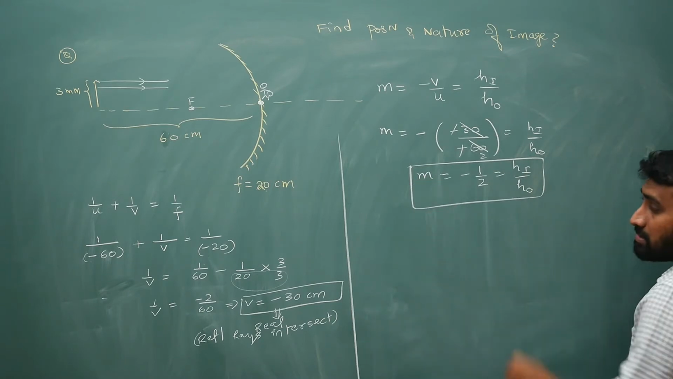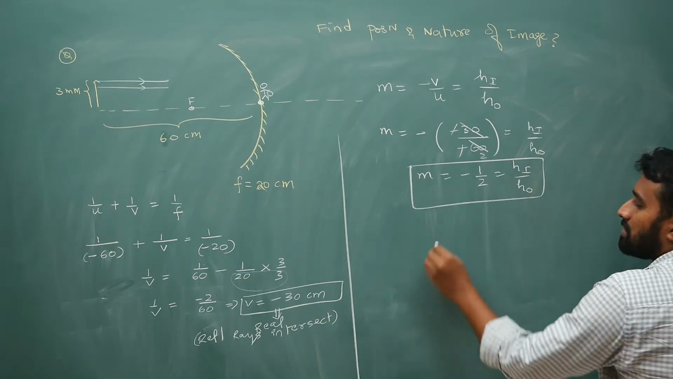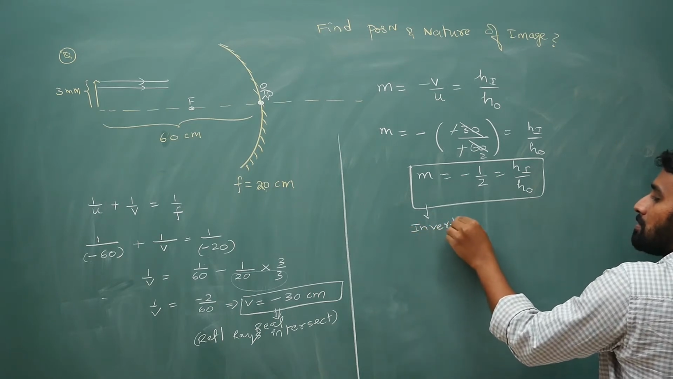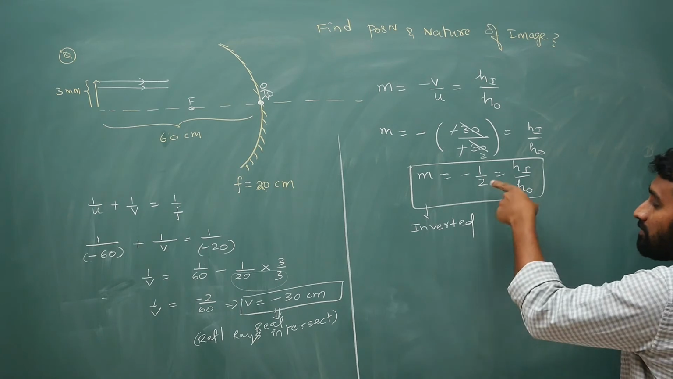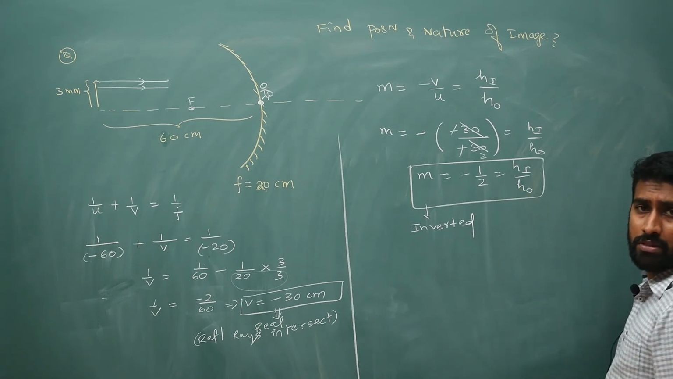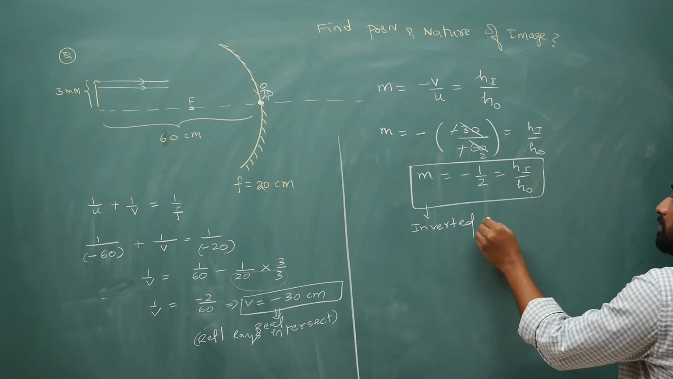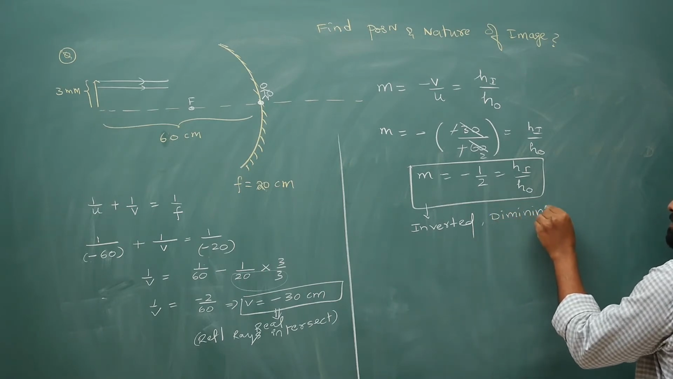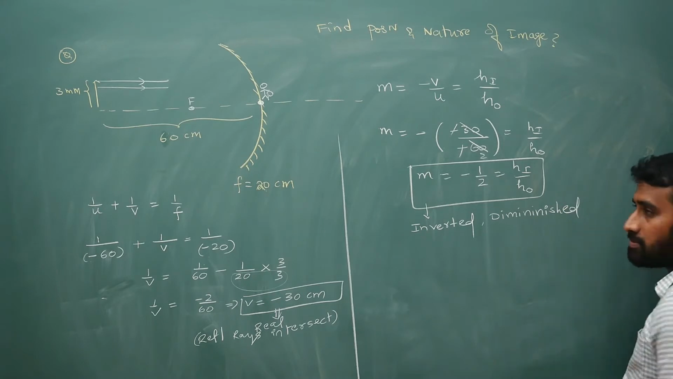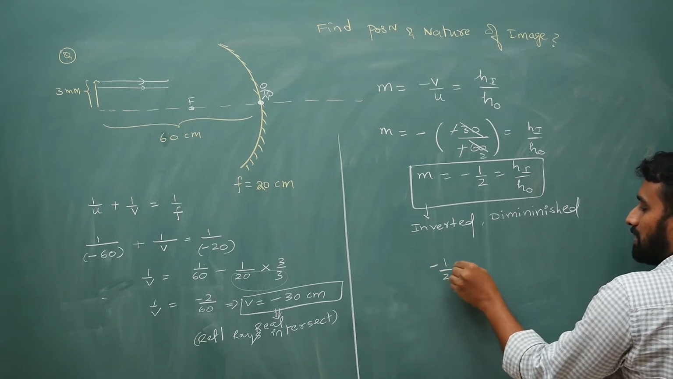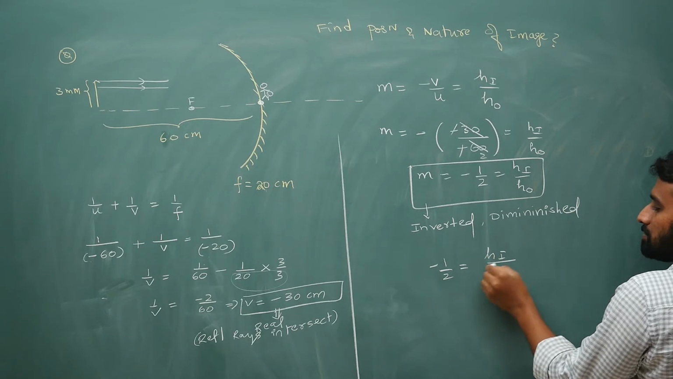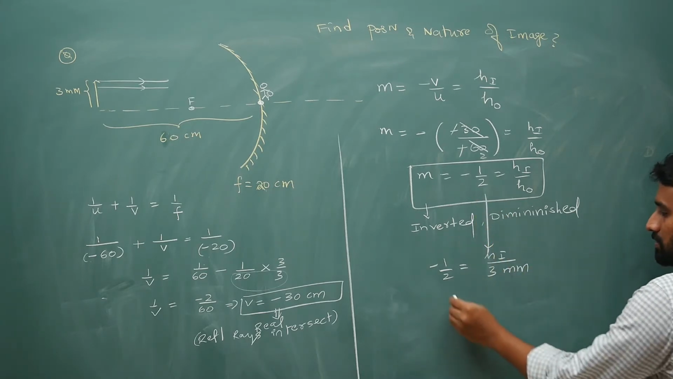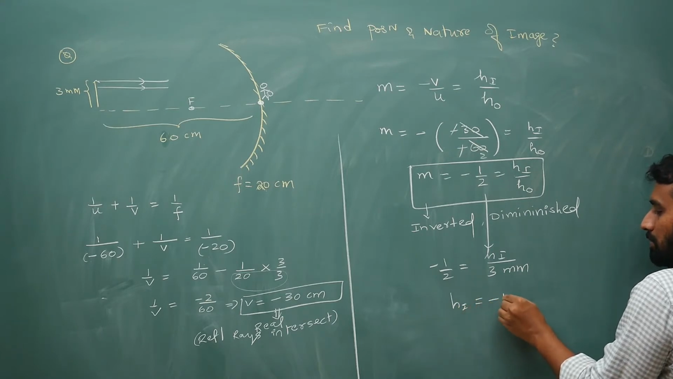Now m is clearly negative. This negative indicates that it is an inverted image. Mod of minus 1 by 2 is 1 by 2, so it is obviously less than 1. So it is diminished. And what is your height of image? Minus 1 by 2 is equal to height of image by height of object, which is 3 mm. This relation I have taken as such. So your height of image is minus 1.5 mm.